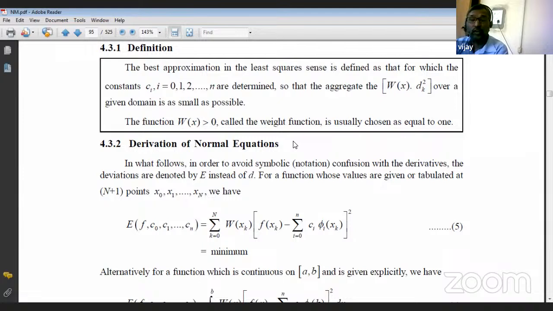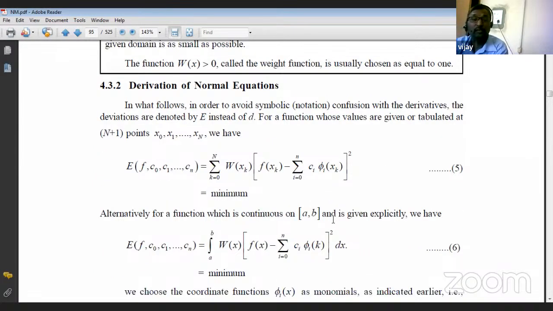For a function whose values are given on the domain, n plus 1 points x0, x1, and so on up to xn, we can take here E(c0, c1, ..., cn), summation of k equal to 0 to n, w(xk) times the deviation. So the summation of f(xk) minus summation of i equal to 0 to n, ci phi_i(xk), and that simplifies to the value: summation of i, ci phi_i(x1), ci phi_i(x2), ci phi_i(xn). This is called the minimum.